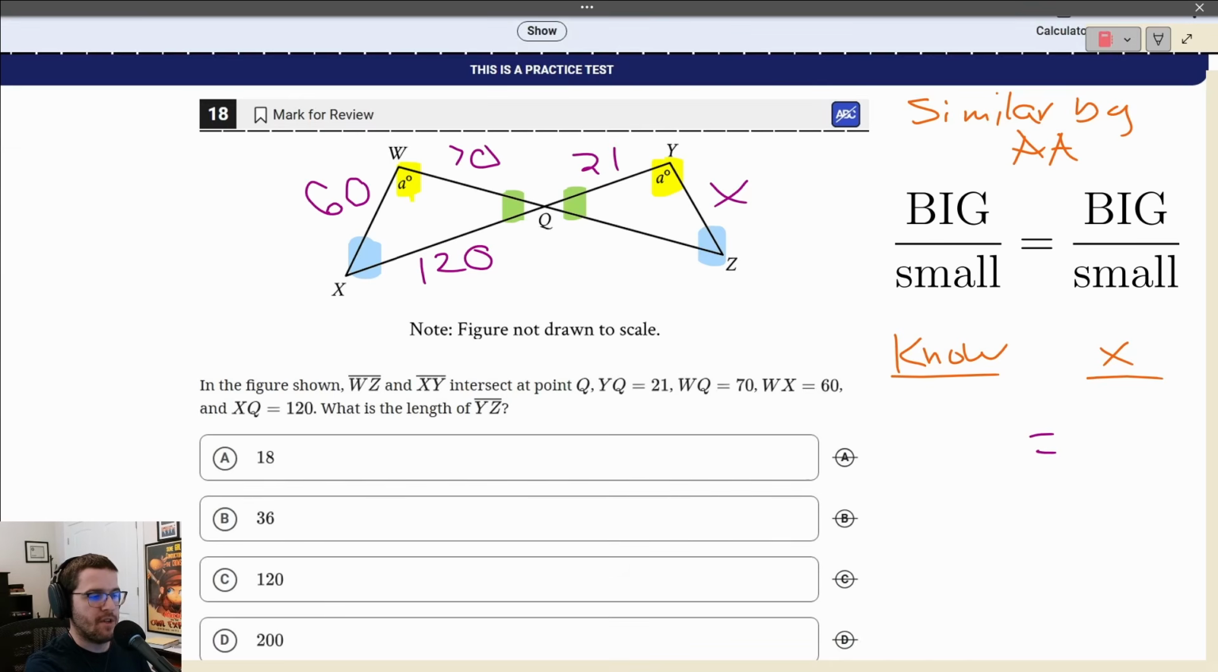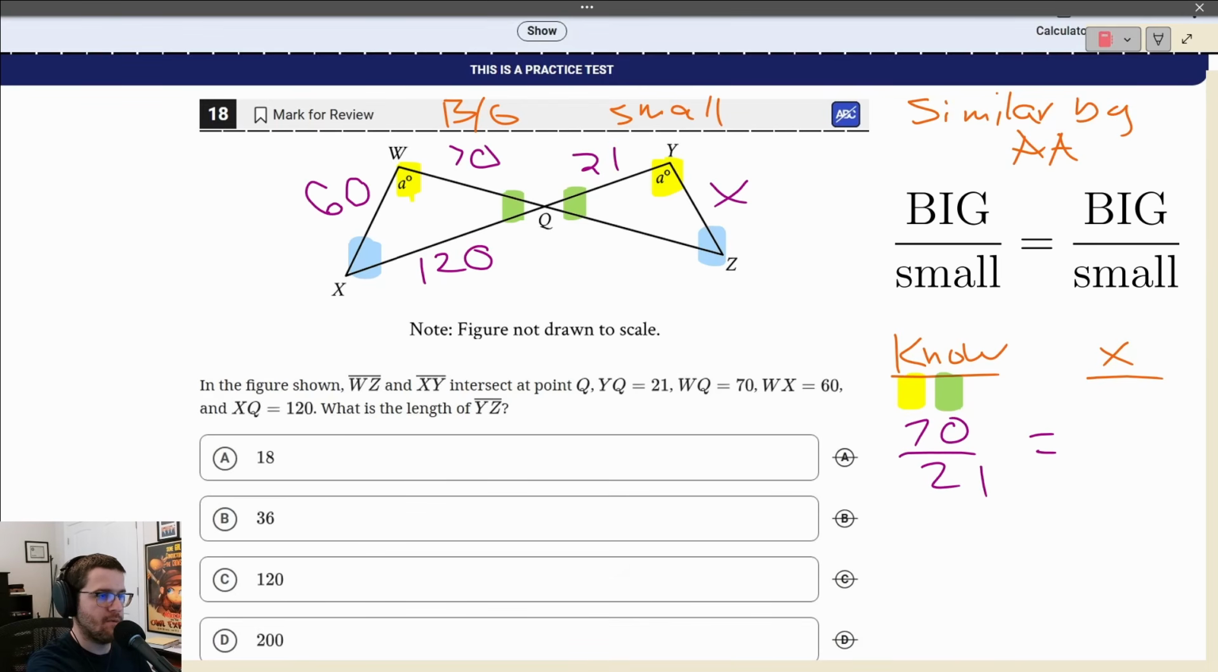So I'm looking for a pair of numbers I know, and I'm noticing that we know the 70 and we know the 21. And the bigger number is 70, so the bigger triangle is the one on the left. So this is the big, and this is the small. So we'll do yellow, green, and that will be 70 over 21.